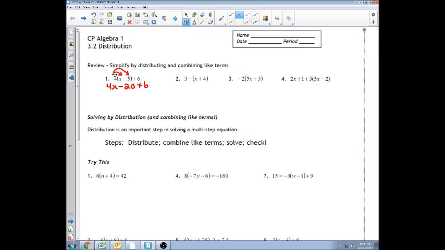Next thing I want to look at is combining like terms. 4x is the first thing that I come to. Is there any other x's up there? There is not, so it'll just be 4x. Negative 20 plus 6 would get me negative 14, and there is our answer.